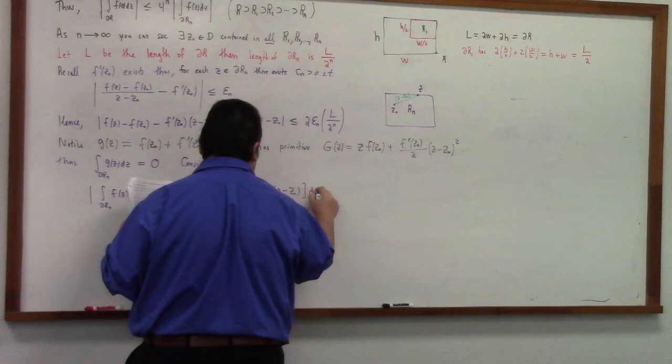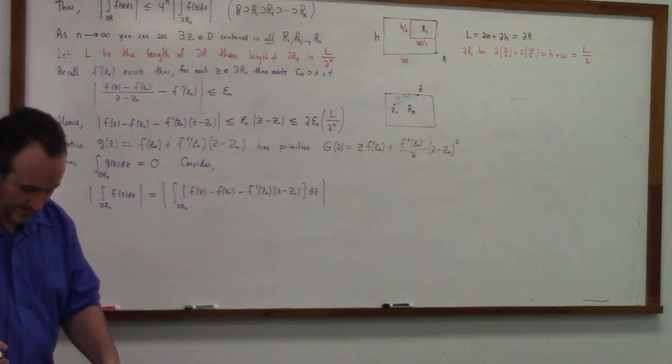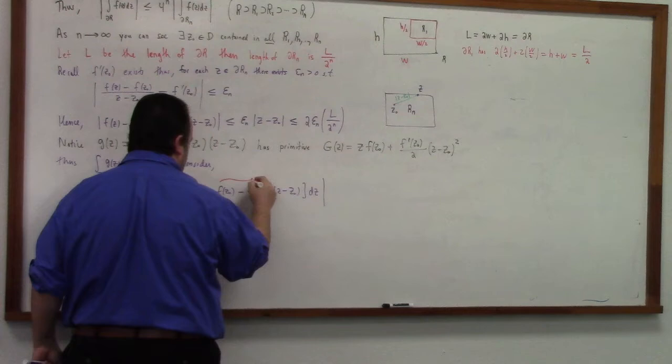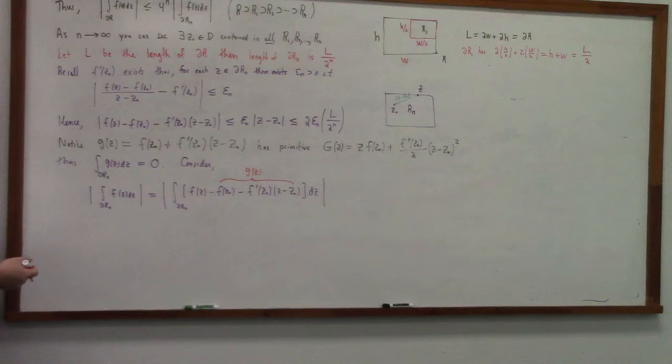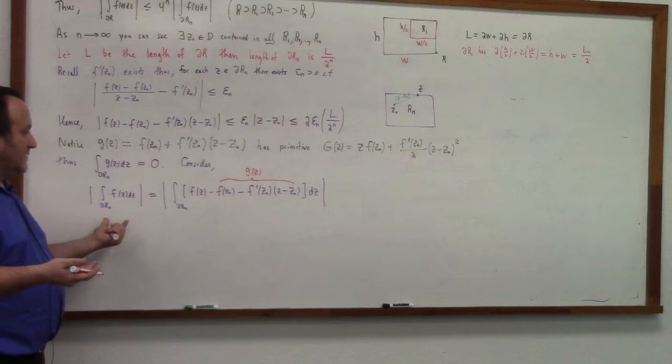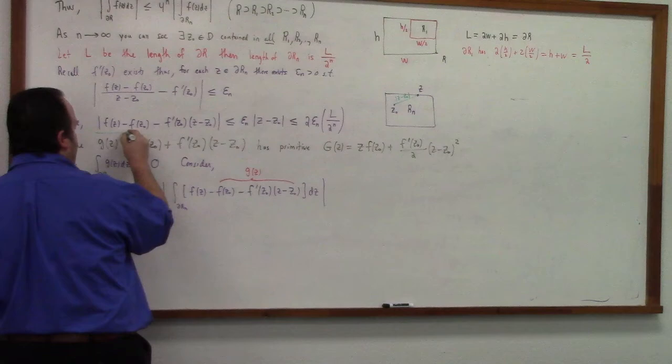So what did I do there? What I just did was I subtracted g of z, right? That is the g of z. I've subtracted the integral of g of z from this given integral. But that's just 0, right? So no harm, no foul. But on the other hand, look at that. That's exactly what we had an estimate on up here. See that? That's the same expression as this.